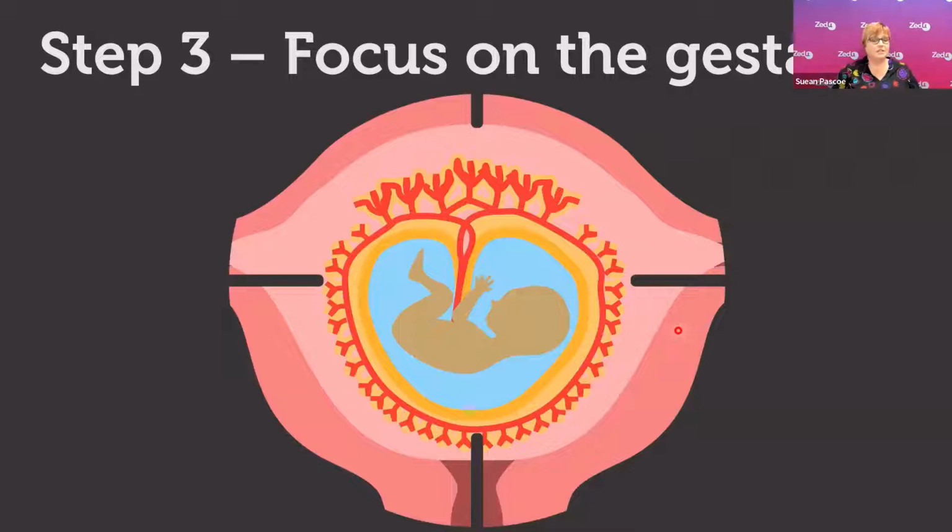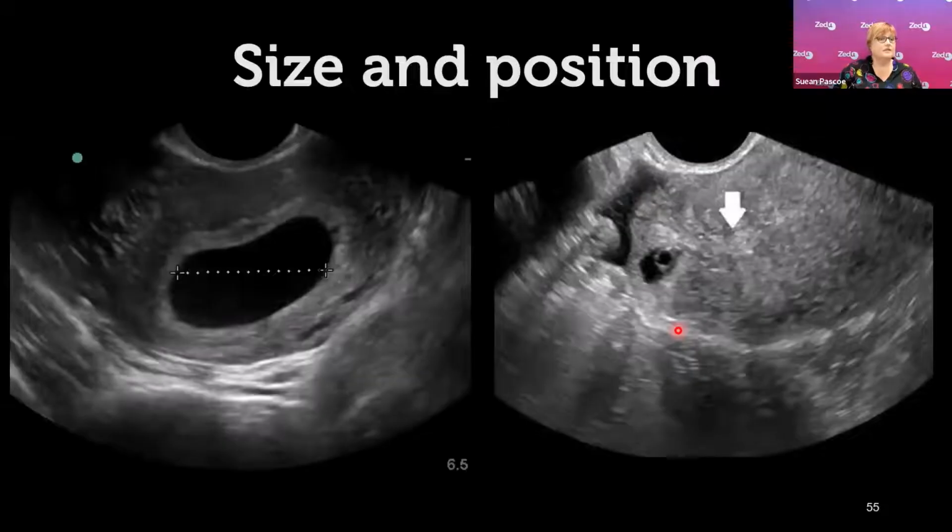Then we move on to the gestation itself. We want to look at the position, how big, and measure the mean sac diameter, and then look to see if there's any perigestational bleeding. So the first thing is the size and position. In the image on the left, you can see that the gestational sac is well located within the fundus of the endometrium there. In the image on the right, this smaller gestational sac is sitting right out at the edge, and there's not a very thick myometrial mantle here. We also see a little bit of free fluid. So as much as that is in the uterus, it's in the wrong position in the uterus.